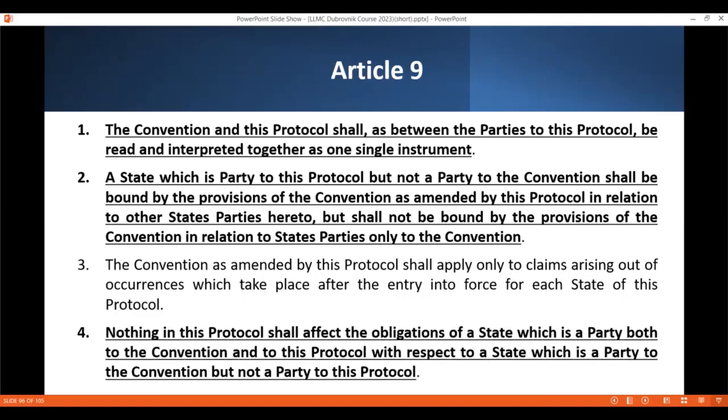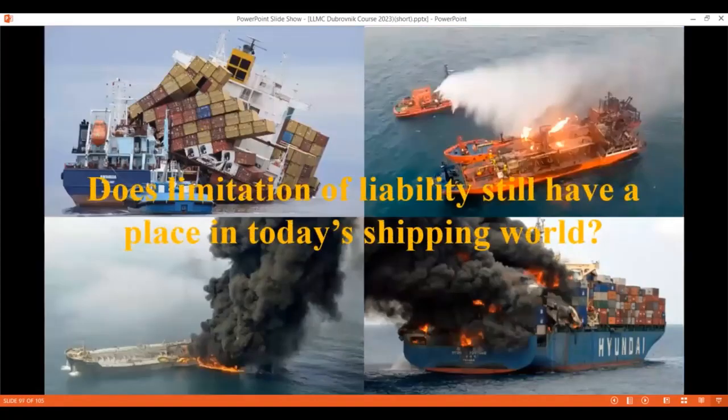And it says nothing in this protocol shall affect the obligations of a state which is a party both to the convention and to this protocol with respect to a state which is a party to the convention but not a party to the protocol. It's very clear there. It doesn't affect the obligations. So you have to respect the obligations of the 1976 convention. So that is a very dangerous ground.